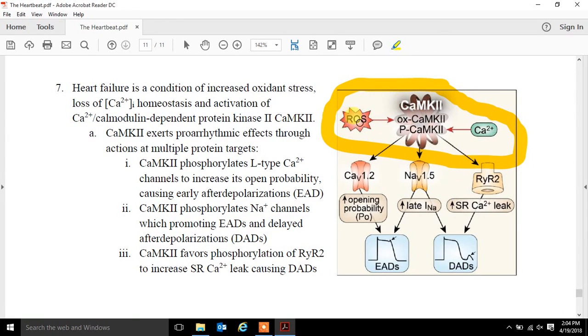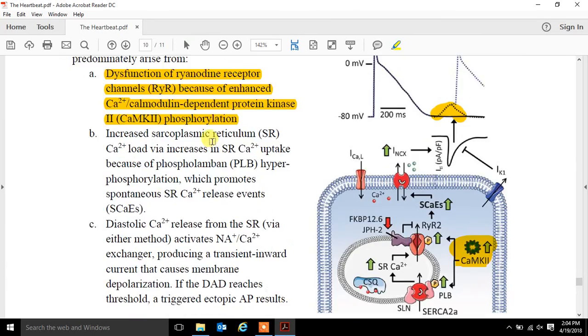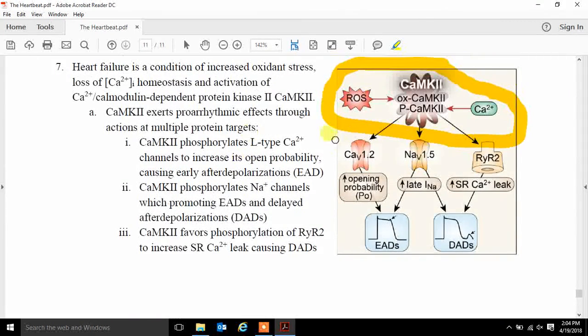Well, the ROS screws up CaM kinase and the calcium handling screws up CaM kinase. We've just mentioned here that if we screw up CaM kinase, we screw up this and potentially get more of these DADs. We find that this CaM kinase can be upregulated through reactive oxygen species and poor calcium handling and exerts a proarrhythmic effect through multiple actions. It can phosphorylate the calcium channels and increase their open probability, so we may get more early depolarizations.